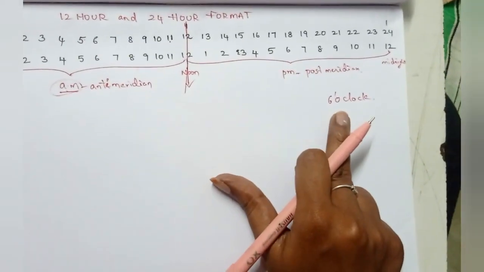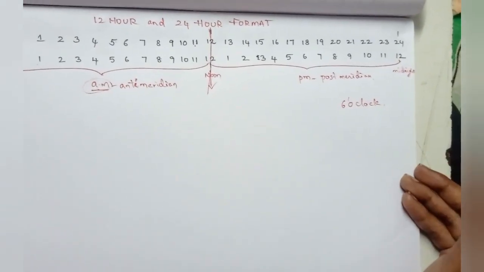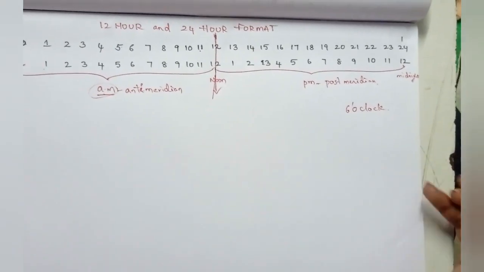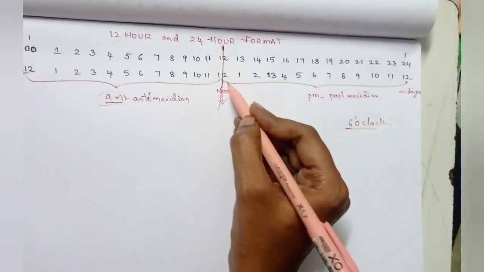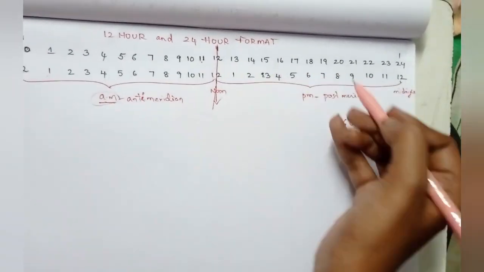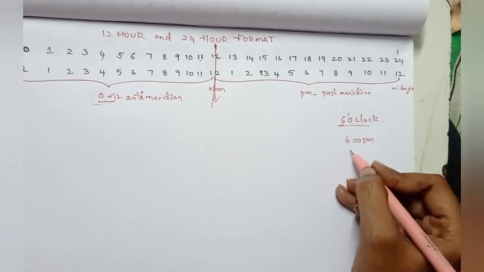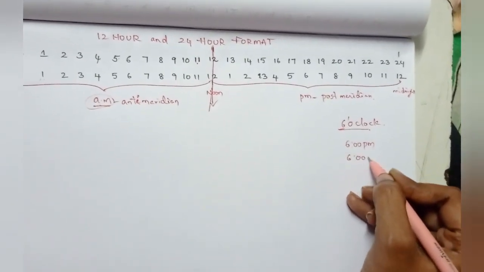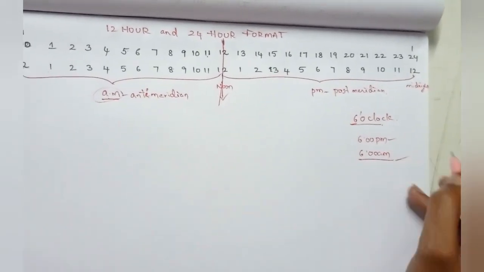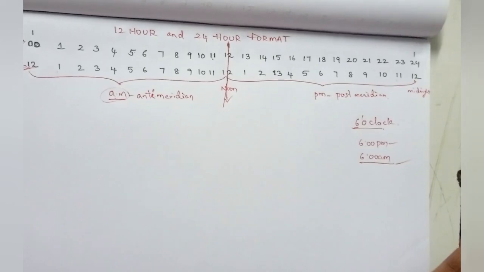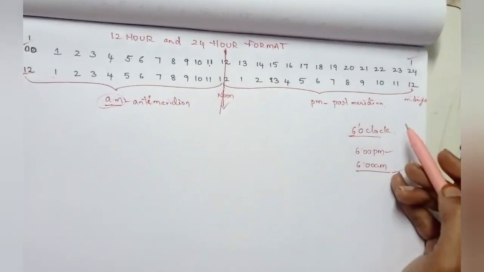Again, for example, if I tell you now the time is 6 o'clock, you may ask me, Madam, is the time 6 o'clock in the morning or in the evening? You will get a doubt, right? So to avoid that doubt, if the clock is in the second round, we mention it as 6 p.m. If the clock is in the first round, we mention it as 6 a.m. to avoid the confusion while knowing the time. But there will be no confusion when we are seeing it in a 24-hour format.